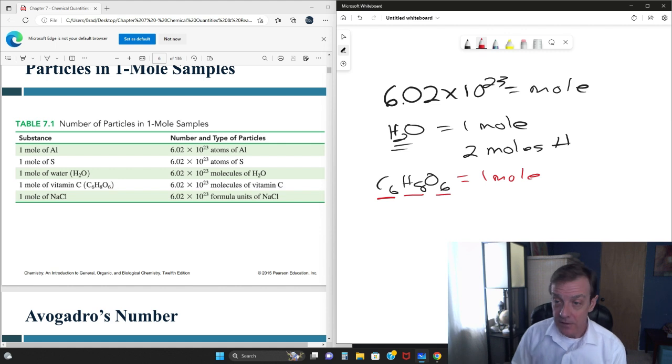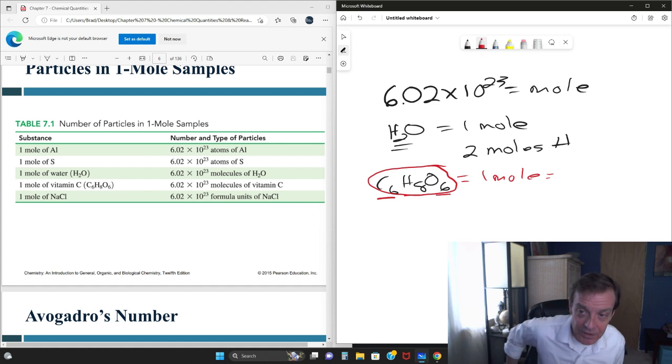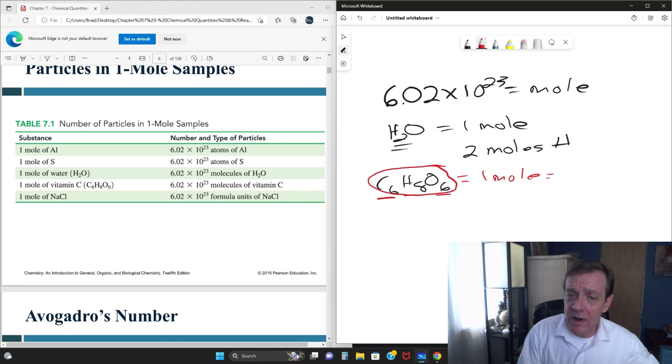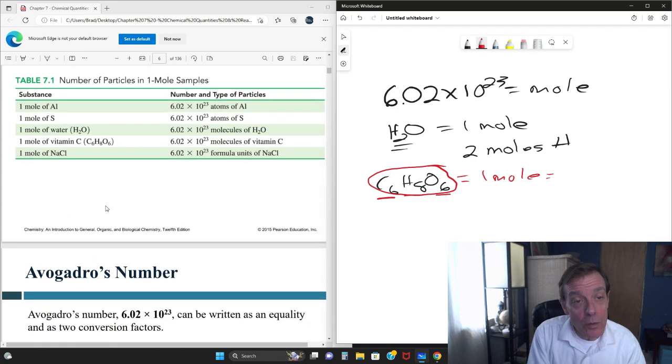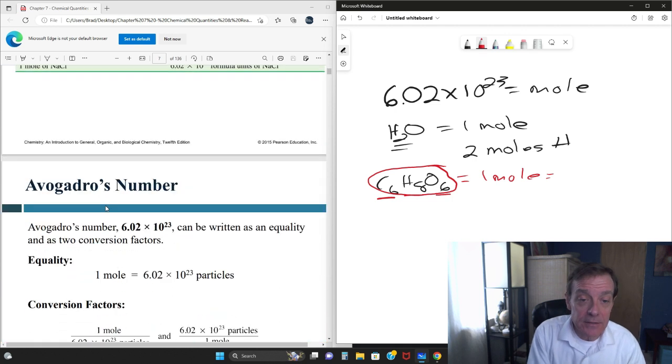Okay. I'm going to come back to this concept. 1 mole of what? Of the whole molecule. Right. And I'm going to come back to that. I just want to kind of plant this seed. And of course, sodium chloride, 1 mole, there's only 1 mole of sodium and 1 mole of chloride in that.